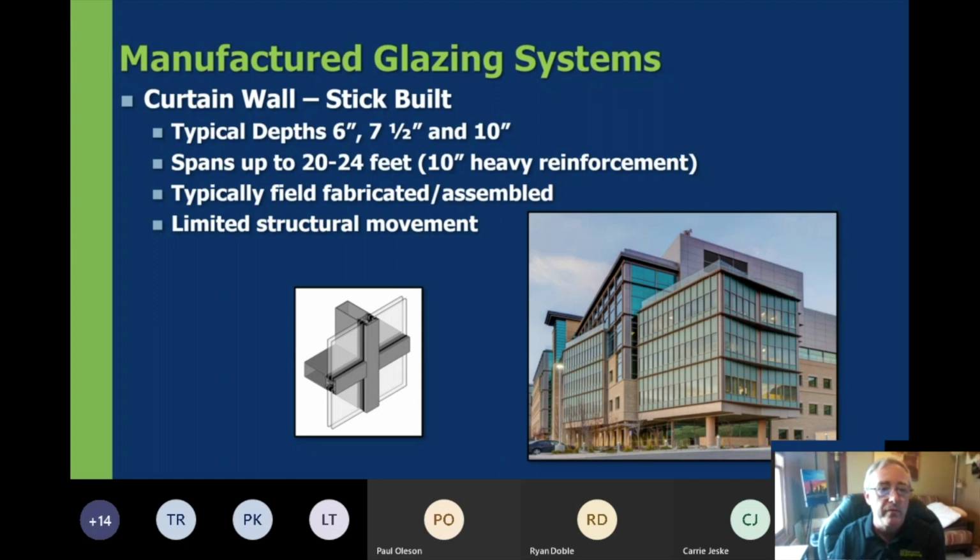The 24 foot and 20 foot spans usually require a very heavy and deep mullion, and usually it's reinforced inside of it. And so typically this is very limited in accommodating structural building movement.